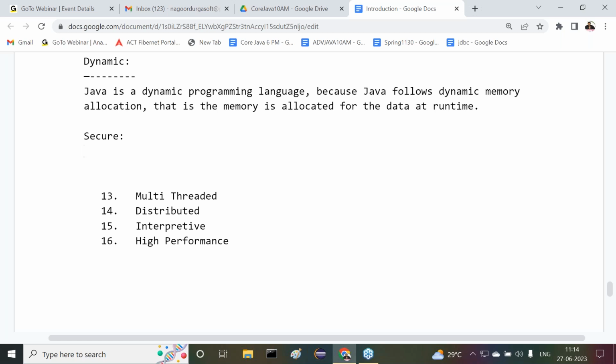Now I'm talking about implicit security. How is Java providing implicit security? By having a separate component inside the JVM. That component is what? Security manager. The security manager, with the help of the bytecode verifier, is able to provide implicit security in our Java applications. Clear?